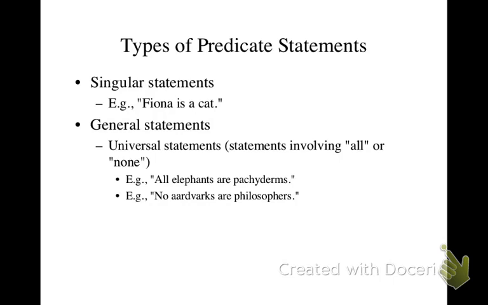Universal statements refer to all of the things of a group. So it refers to all elephants. It refers to all aardvarks. Specifically, if you look at all the aardvarks, none of them are philosophers. If you look at all the elephants, they're all pachyderms.